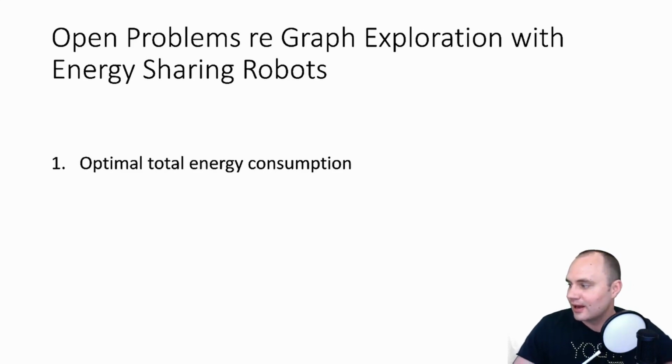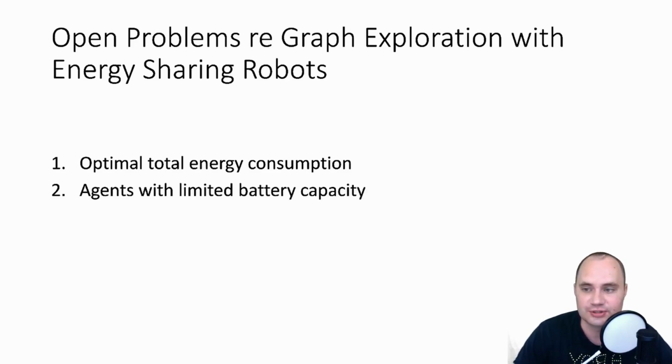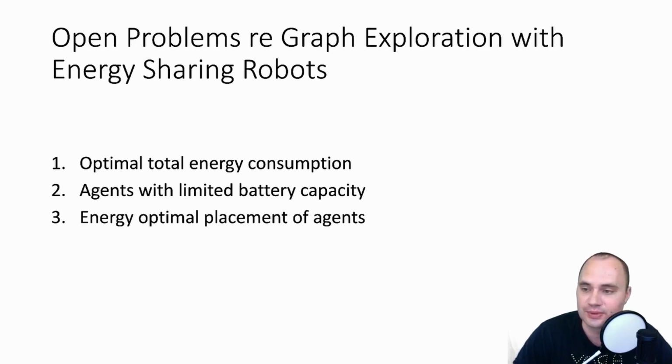Okay, so lastly, I would like to mention some open problems regarding graph exploration and energy sharing robots. We have considered the question of whether it is possible or not to explore the graph with given energies. But of interest also is an optimization version, where we are trying to optimize total energy consumption. We can also talk about agents with a limited battery capacity so that they cannot just share arbitrary amounts of energy between themselves. A question arises: what if positions of agents are not given to you, but you're free to place agents somewhere in the graph?